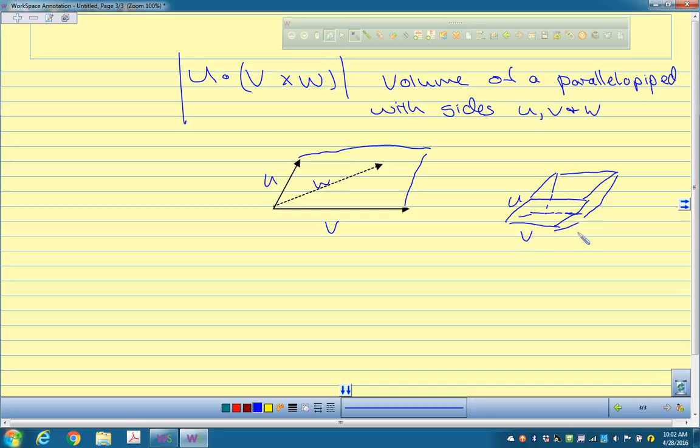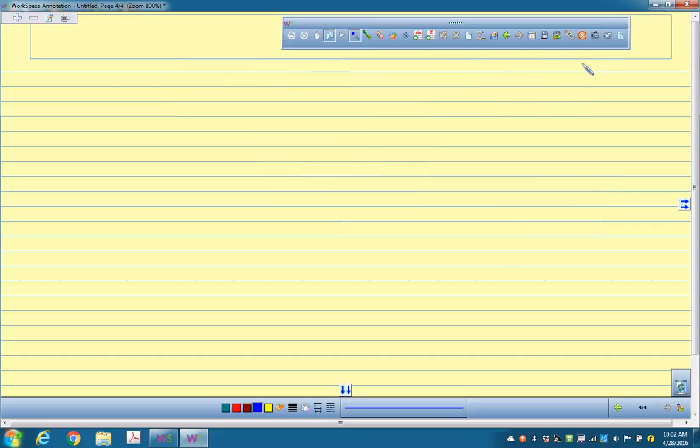U, V, W. So three of the sides are vectors, okay? And if I did U dot V cross W, I would get the volume of this three-dimensional solid, okay? We'll try doing that in a second. We won't have to draw it. No, you won't have to draw. Couple more properties.